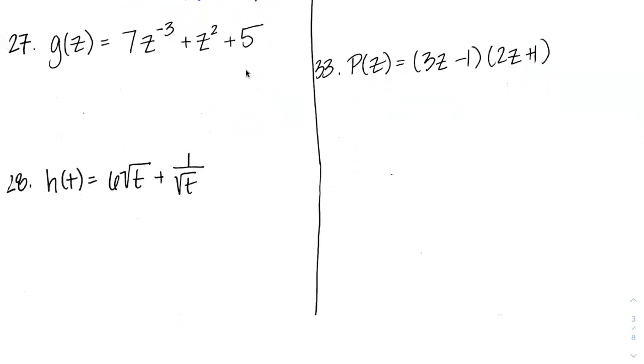Next one, same idea. Just take a derivative, bring it down, subtract 1 off. Negative 21z to the negative 4. Bring it down, subtract 1 off. 2z to the first. Now plus 5. 5 is a constant. The derivative of a constant is automatically 0, so it just goes away. So that's our answer.